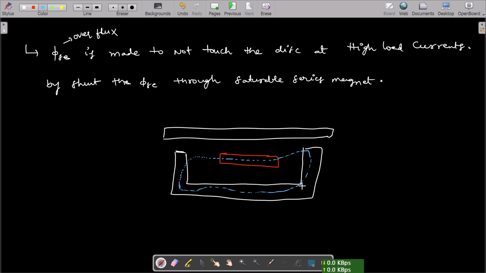Okay, so in order to remove the overload error or overcurrent error, we are going to use a saturable series magnet. And similar to the above explanation, there is another error in the induction energy meter. It is nothing but the over voltage error.